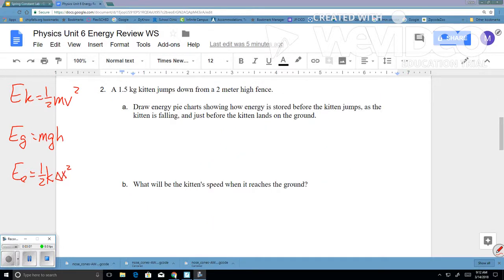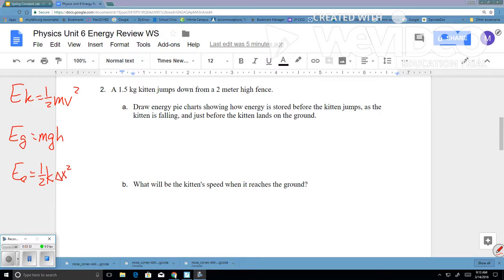In problem 2, we have a 1.5 kilogram kitten jumping down from a 2-meter high fence. For the problems that we're doing these equations for, generally we're going to ignore friction, so we don't have to worry about dissipated energy unless we're told to. And in this problem, we want to draw pie charts for how the energy is stored before the kitten jumps, as the kitten is falling, and just before the kitten lands on the ground.